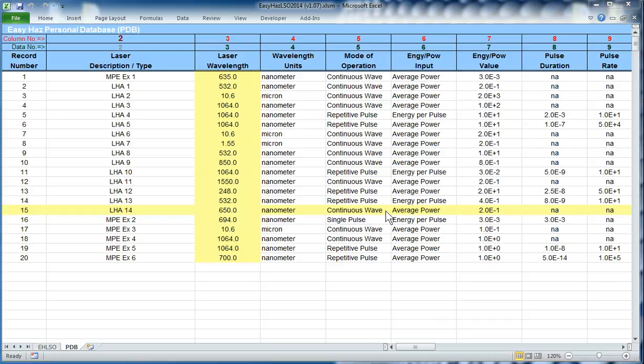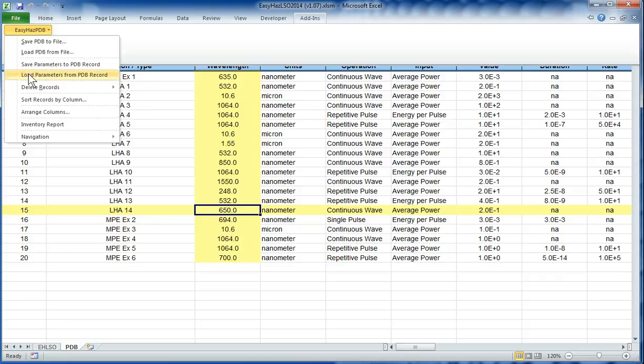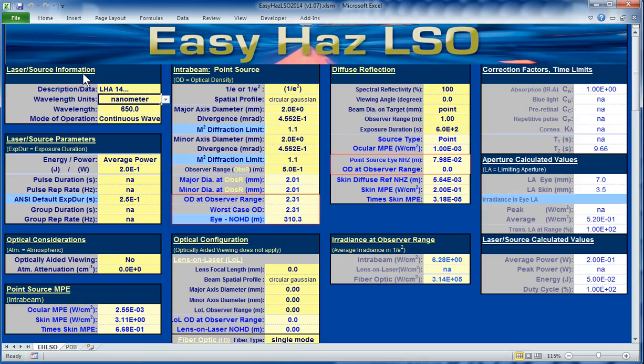All right, let's begin our final analysis. This is analysis 14. It's record 15. We've highlighted it. We're going to go up here to add-ins, Easy has PDB menu, load parameters from PDB record, and we get our last analysis in.